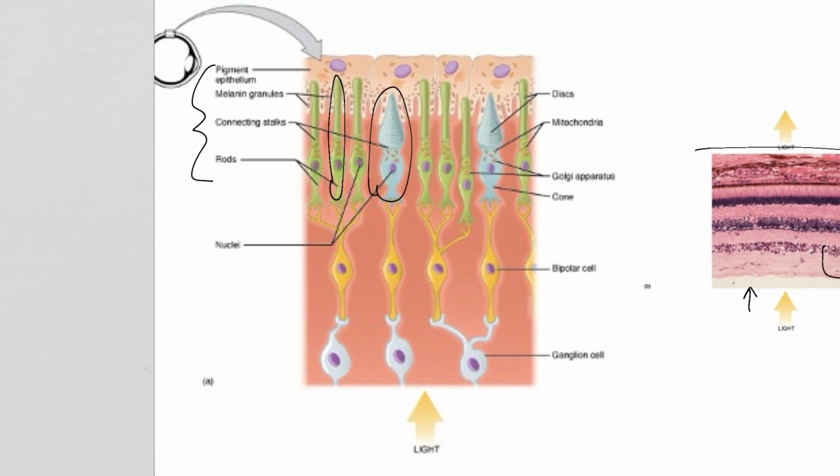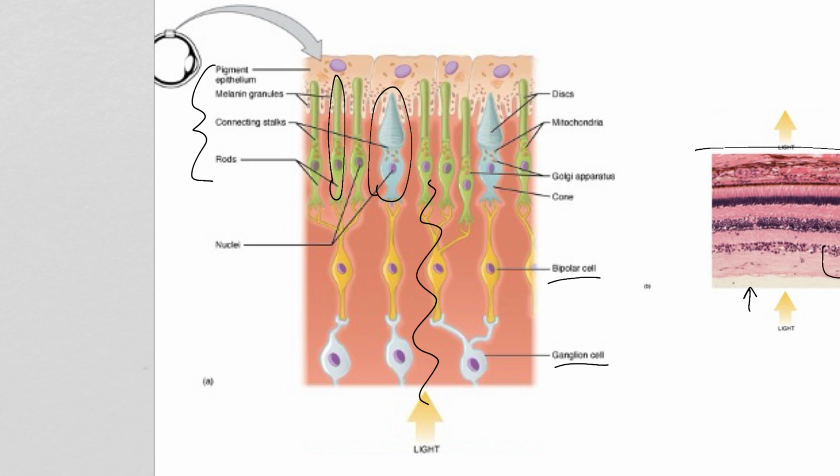So what's backward about this is, again, the light is coming in this way. So your light wave has to get through these bipolar and ganglion cells that are not photoreceptors before it can hit rods and cones. Once you hit rods and cones, they can be stimulated by the light, and they're going to send action potentials.